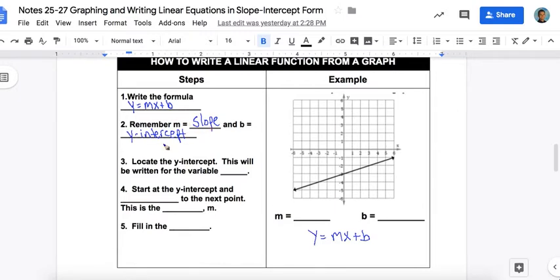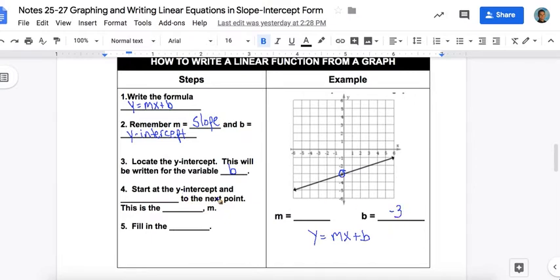and remember the slope and the y-intercept, we locate the y-intercept. This will be written for the variable b. So if we look at the graph, I see that it crosses the y-axis right here. And since this is the origin, even if you can't read the numbers, this is -1, -2, and this would be -3. So the y-intercept, or b, would be -3.